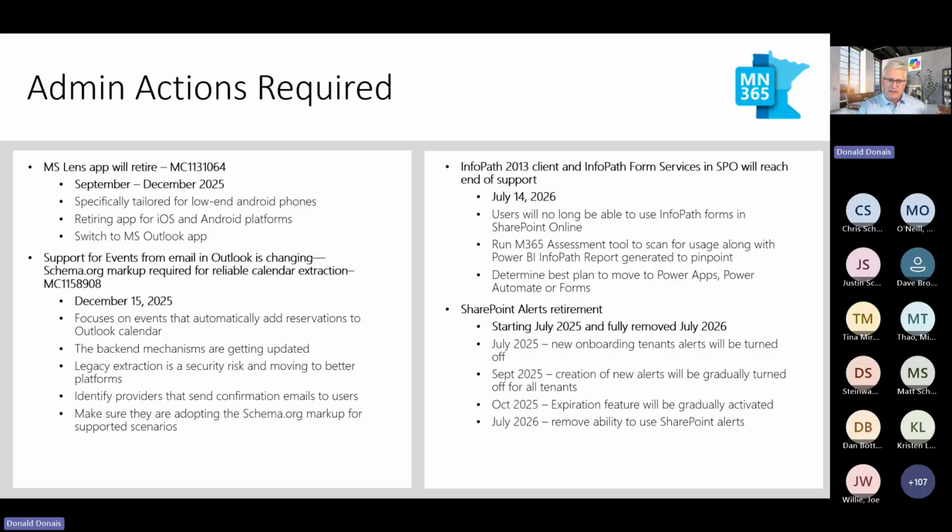And then last but not least, we have 3 of them that have not changed in a long time, especially the InfoPath one. Support for events and emails is coming due here in December. And then SharePoint Alert Retirement. The new one is this one here. Support for events is changing.